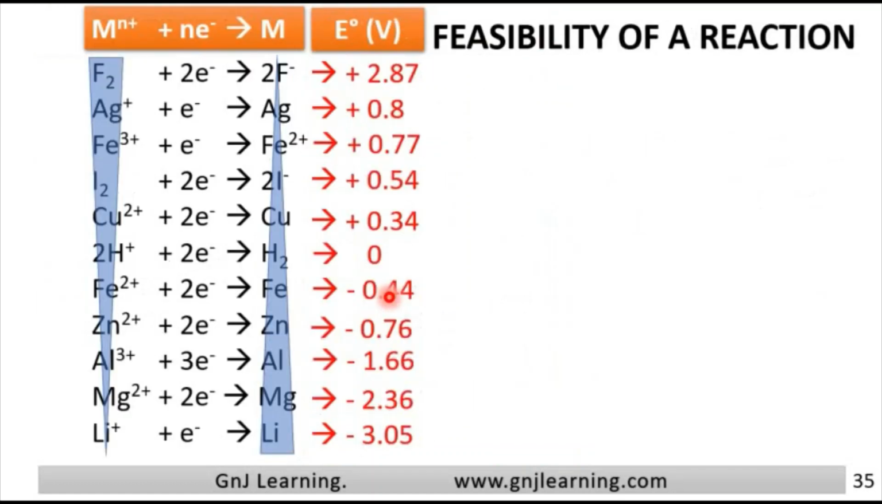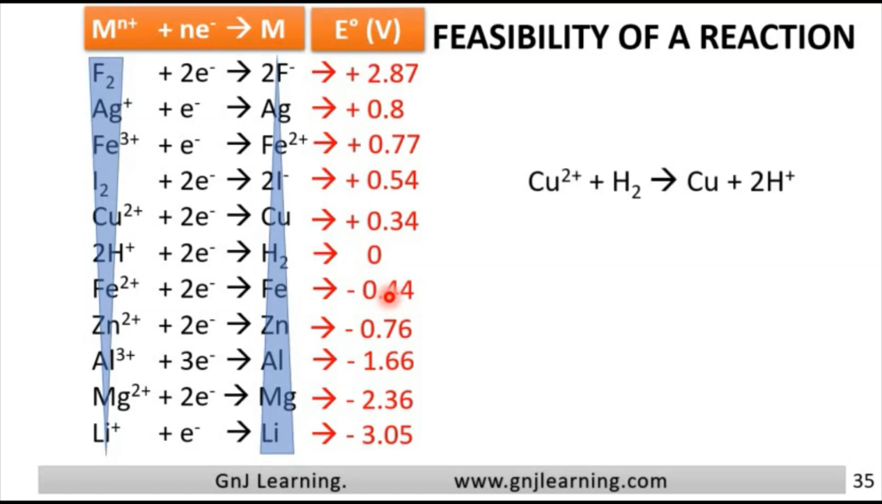Okay, next. One of the applications of the electrochemical series is that you can identify whether a reaction is feasible or not between two reactants. So before going to that, we will see some of the important details here.